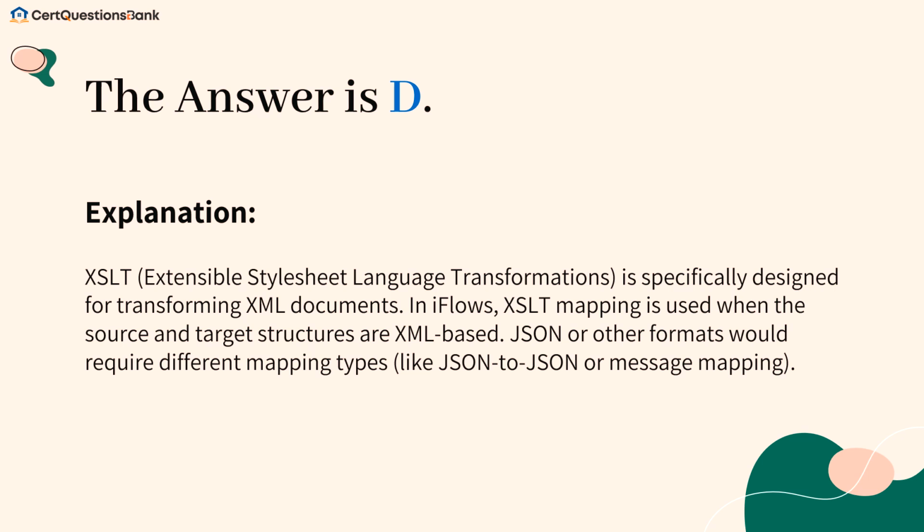XSLT, Extensible Stylesheet Language Transformations, is specifically designed for transforming XML documents. In iFlows, XSLT mapping is used when the source and target structures are XML-based. JSON or other formats would require different mapping types, like JSON to JSON or message mapping.